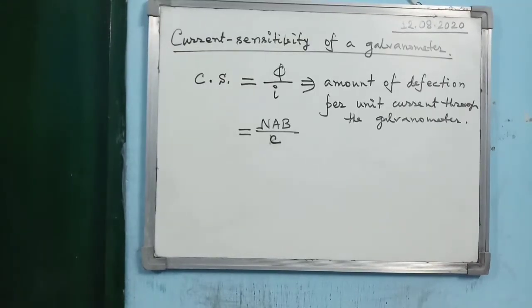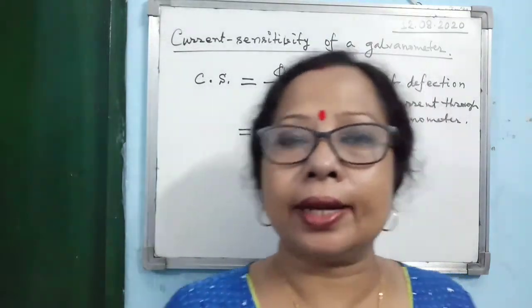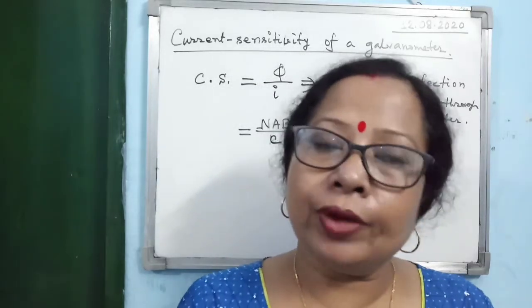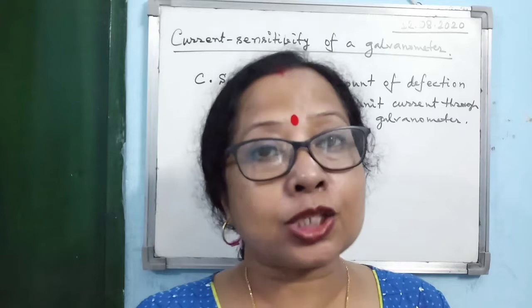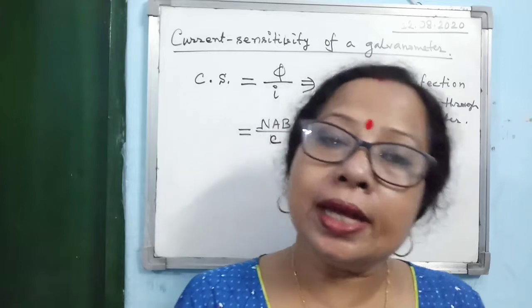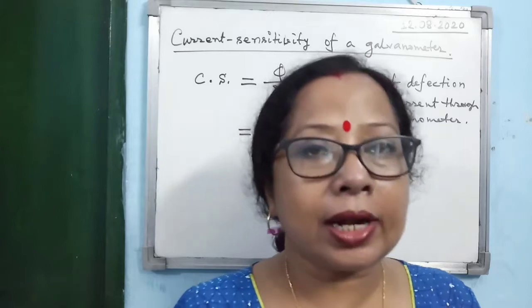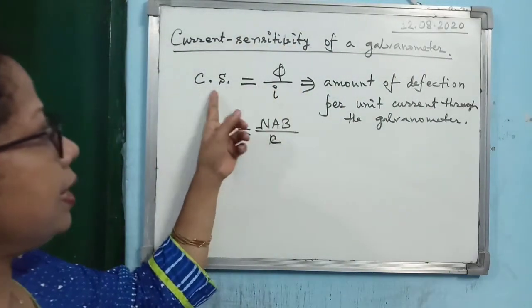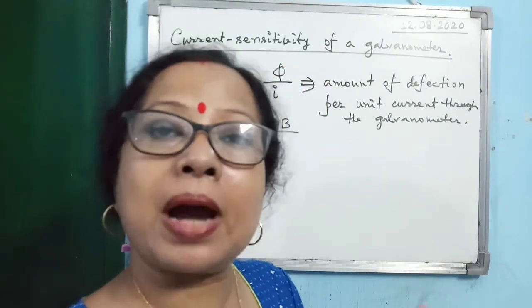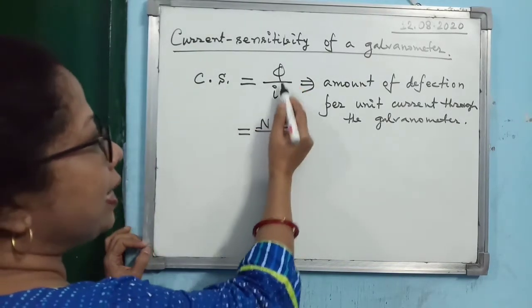Next one is current sensitivity of a galvanometer. How sensitive is it to the current? We say one apparatus is most sensitive when it can read a small amount of any quantity accurately. Here we are measuring the current by measuring the amount of deflection. So current sensitivity is defined as the amount of deflection per unit current passing through the galvanometer. That means current sensitivity is measured by phi by I.